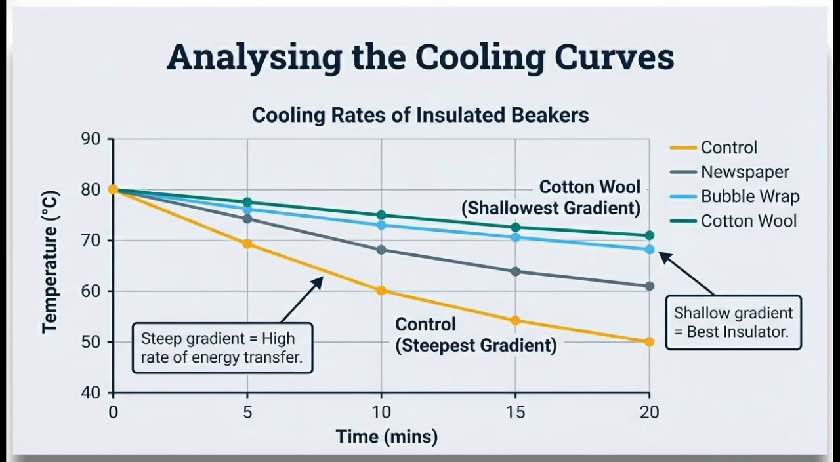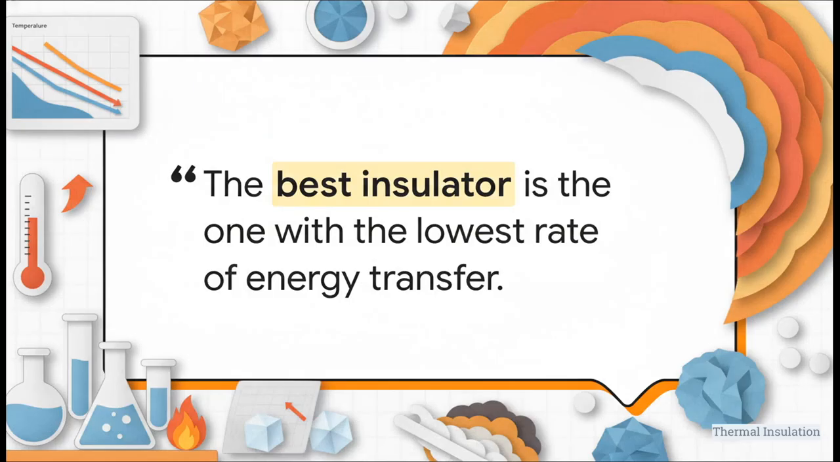A really steep curve means the temperature is dropping like a stone. That material is a poor insulator. But a flatter, gentler curve shows that the temperature is decreasing much more slowly, and that means you've found yourself a good insulator. So the single most important takeaway here is that you're not just looking for the material that ends up being the hottest at the end. You're looking for the one that has the slowest rate of cooling. That's the one with the shallowest, flattest line on your graph. It's the one with the lowest rate of energy transfer.